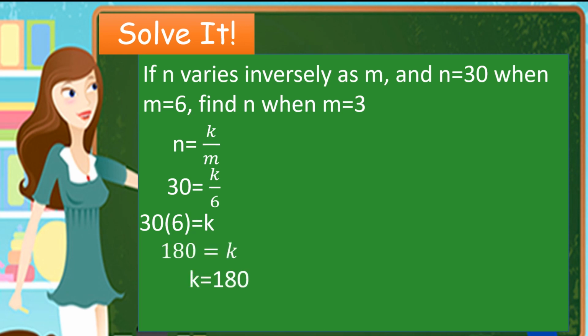So, if the value of k is equal to 180, we can now solve for the value of n when m is equal to 3. So, same statement pa din tayo, n is equal to k over m. At ito na yung pinaka-equation natin na ang k natin is equal to 180. So, therefore, we have n is equal to 180 divided by 3. The answer is 60.